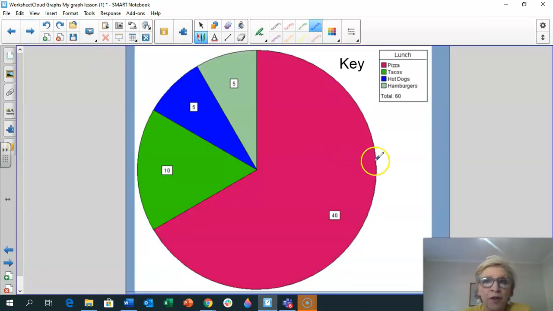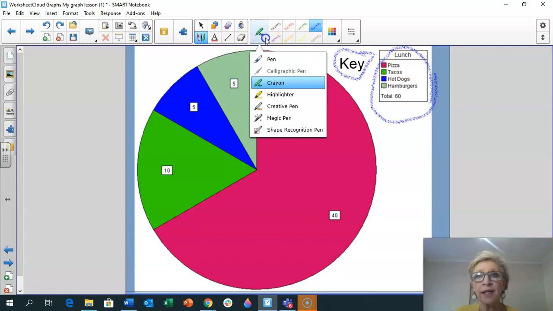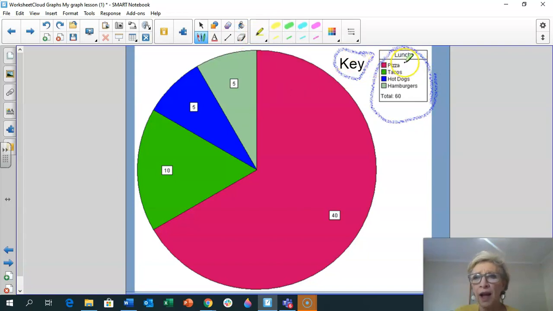Now the pie graphs, which are actually quite fun, grade 3. So I want you to take a careful look at the key. Remember we talked about key when we did pictographs, and the key here gives you a whole lot of information. What does it tell me? Well, firstly, it tells me that pizza is represented by pink. So pizza is pink. Here it is. Tacos are green. Hot dogs is blue. And hamburgers are this pale grey, greeny color.